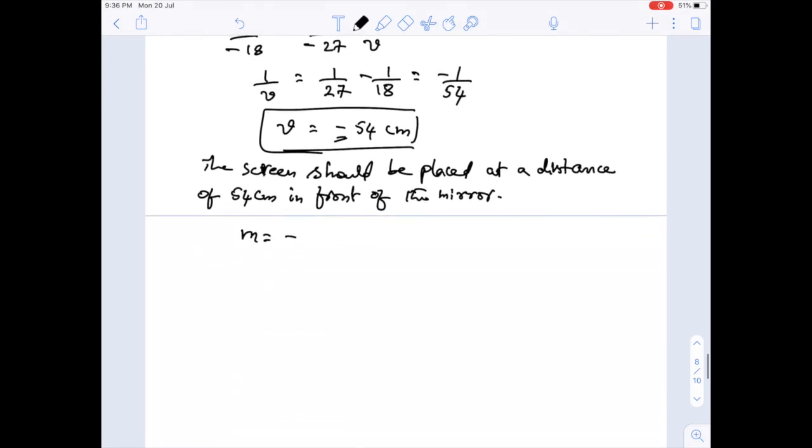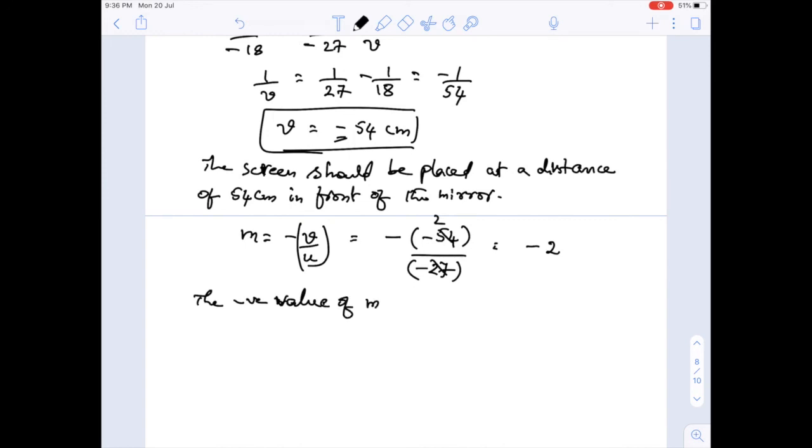In order to find out the nature and size. So, m is equal to minus v by u, which is equal to minus of minus 54 by minus 27. So, this goes 2 times. So, you will get m is equal to minus 2. So, the negative value of m indicates that the image is real and forms in front of the mirror, on the same side as that of the object.